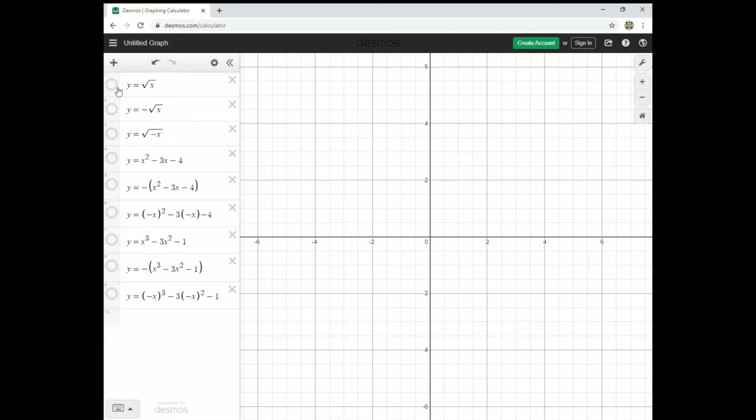For this one, we're going to use a rather more interesting graph than we've used before. Rather than using y equals x squared or y equals x cubed, which we've used in some of the other videos, we're going to use y equals root x. This function is very useful. It's very good for seeing reflections.